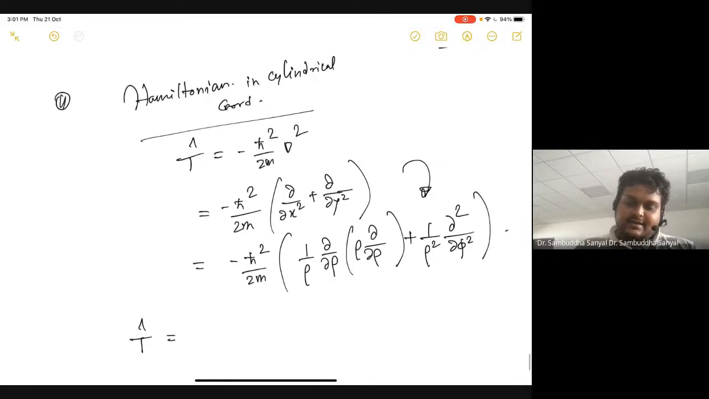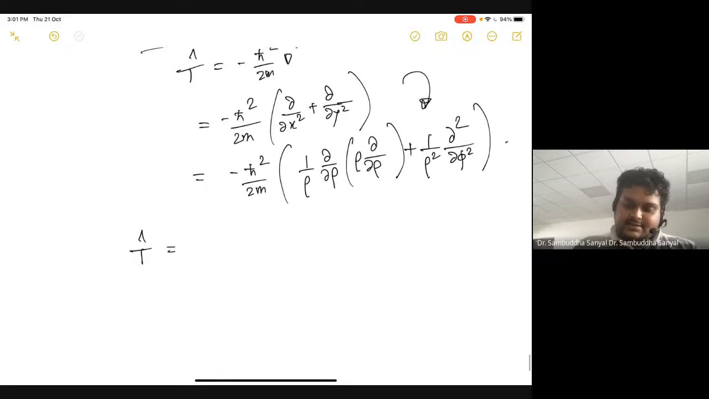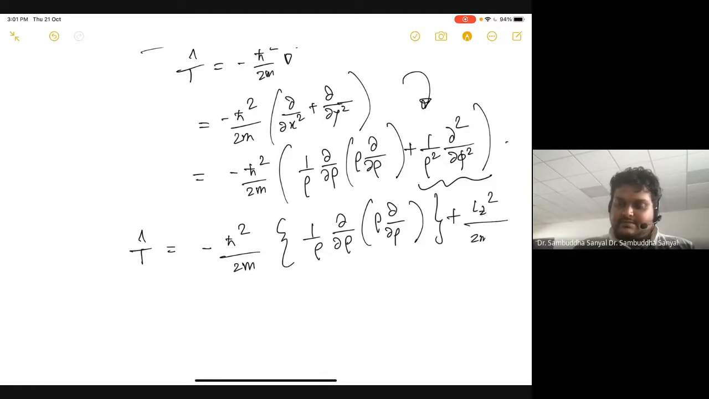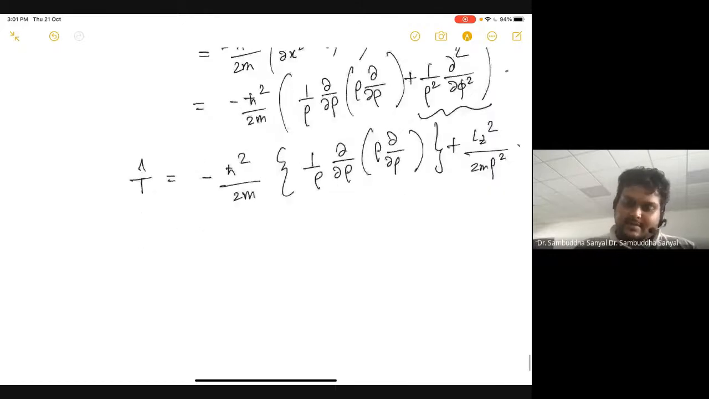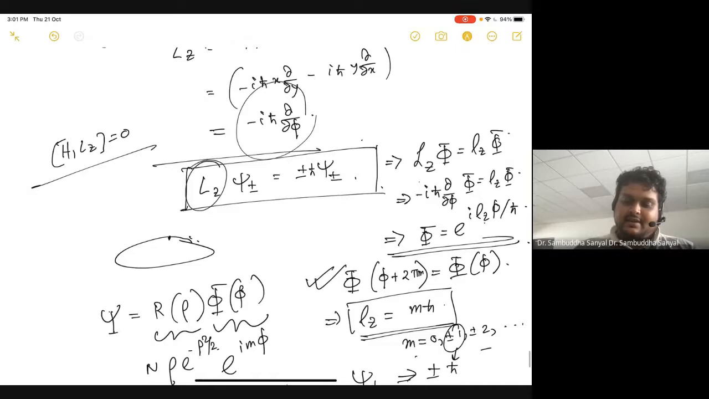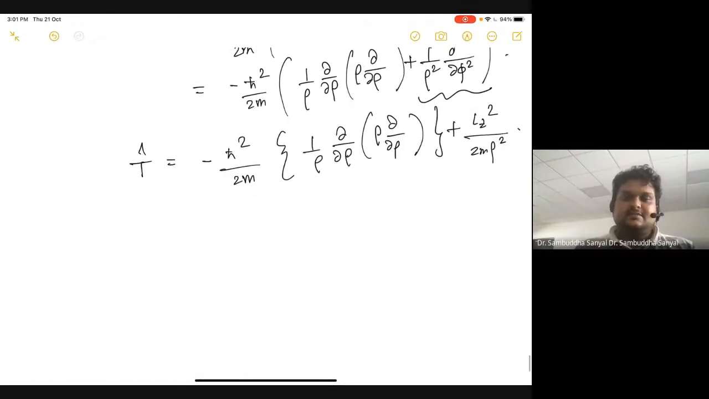So this is the kinetic term actually. That is why I'm writing it as T. So basically the T is, now I can rewrite. Now notice this thing is nothing but Lz square by 2m rho square. So I can rewrite this problem as 1 by rho del del rho rho del del rho plus Lz square by twice m rho square. Because Lz is nothing but i h bar del del phi, I'm just rewriting this in terms of Lz. And we know that Lz is a constant of motion.